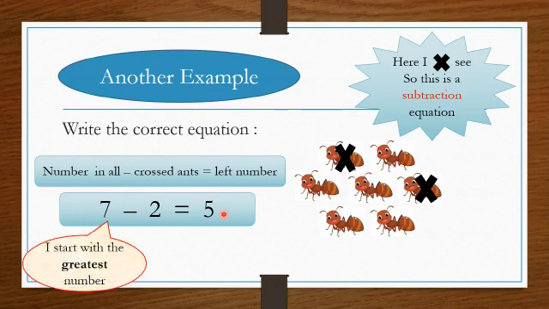Always, we start with the greatest number, which is 7. I write 7 minus 2, not 2 minus 7. And the answer in the subtraction equation, we call it the difference, which is 5 in this case.